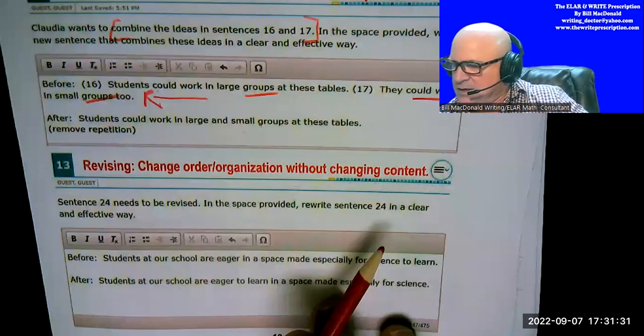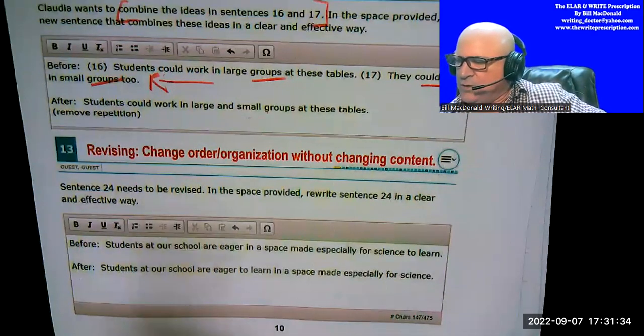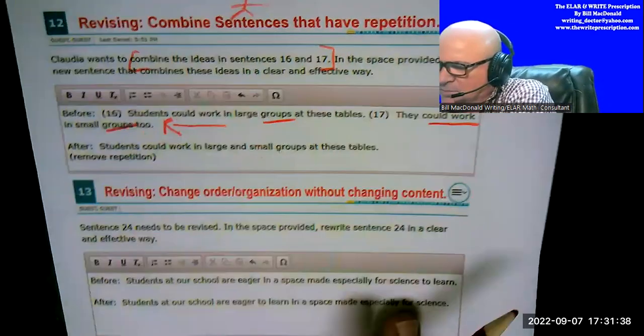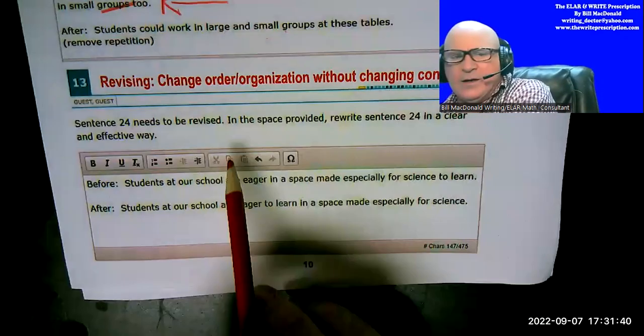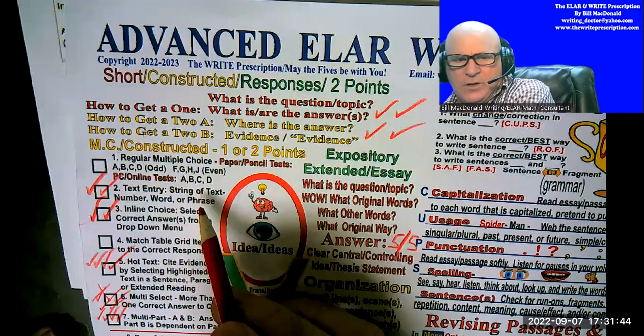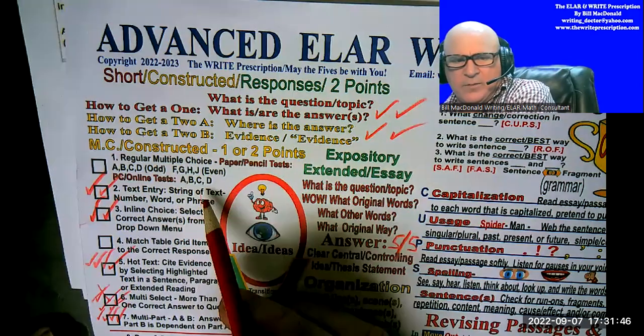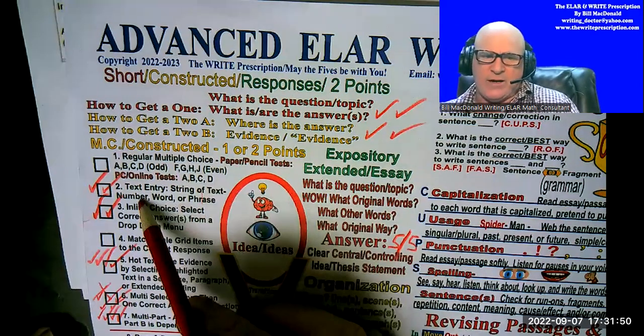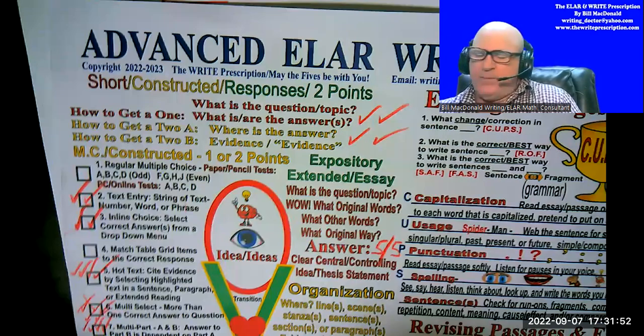Text entry there. Number 13, more text entry. So let me put another one. Again, a string of text, meaning a sentence. It could be about as small as a number, a word, or a phrase. In math, it could even be a fraction. It needs to be revised.